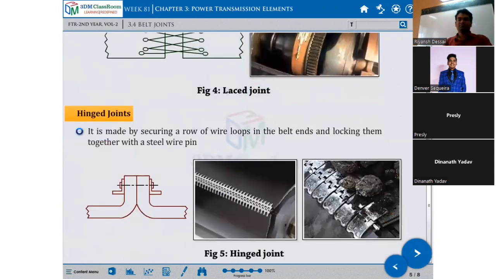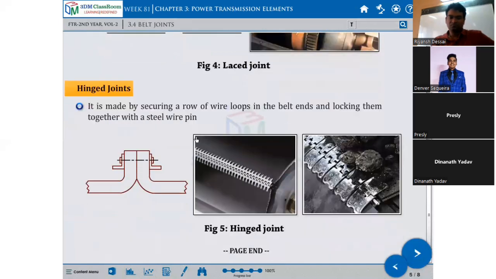Hinge joint. What type of hinge joints are used? It is made by securing a row of wire loops in the belt and locking them together with a steel wire pin. Like this.